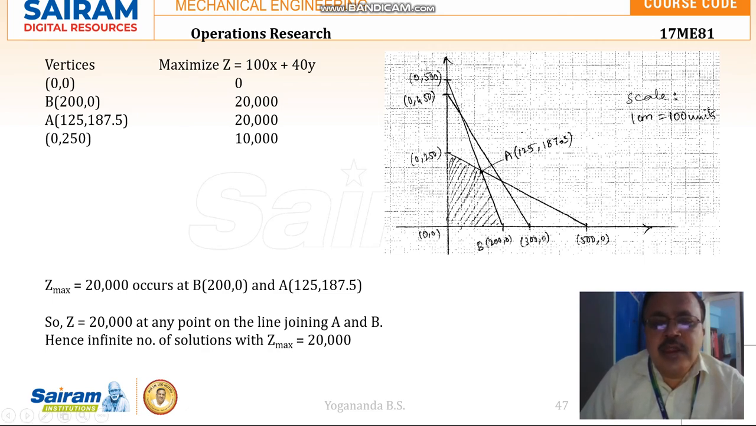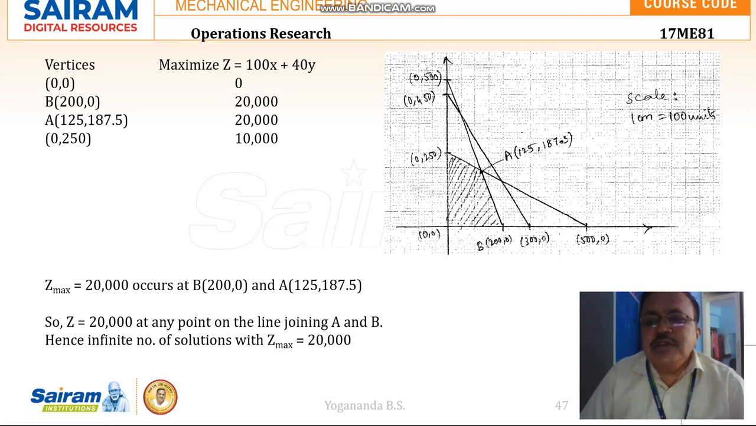So by considering other points on the line joining these 2 points A and B, the corner points of the feasible region, if I get Z value 20,000, then we say that an infinite number of solutions exist with Z maximum equal to 20,000.